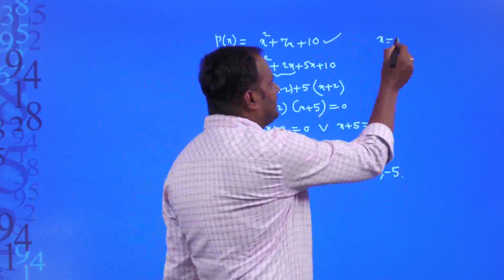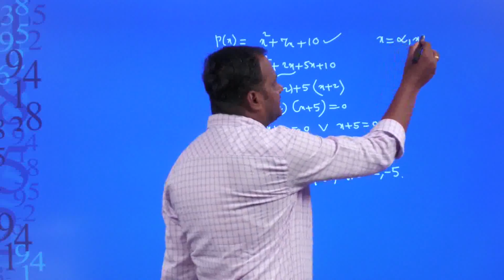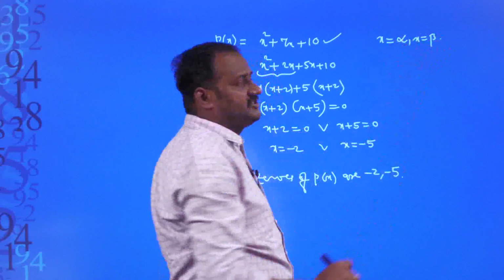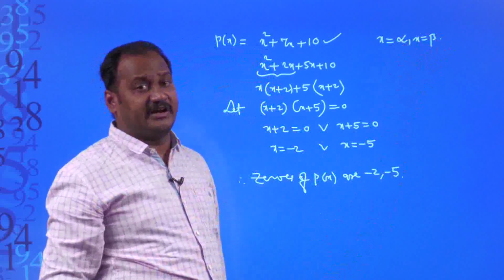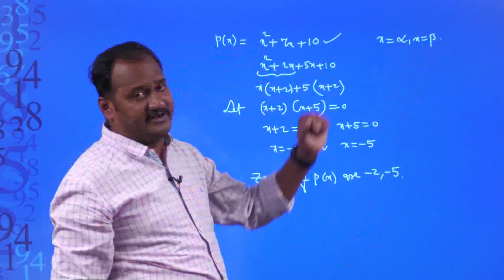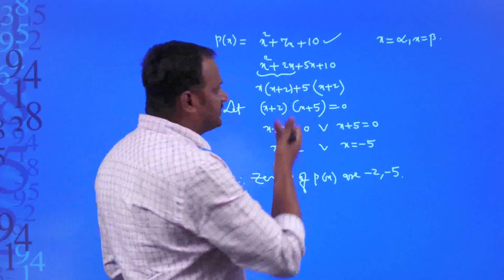Those two zeros are x is equal to alpha and x is equal to beta. These two are zeros of the polynomial. Now, I am going to figure out what is the quadratic polynomial whose zeros are alpha and beta. For that, I will just go in a converse way.